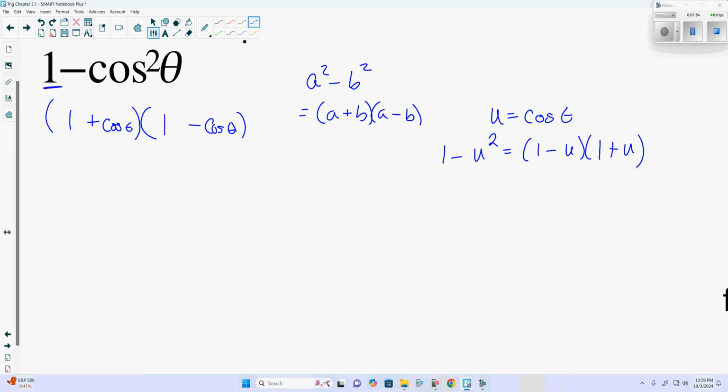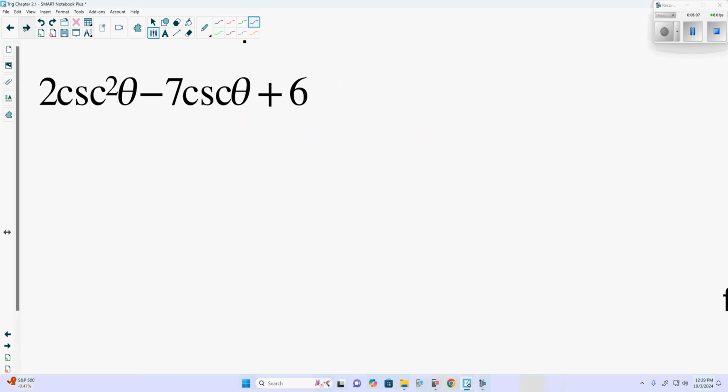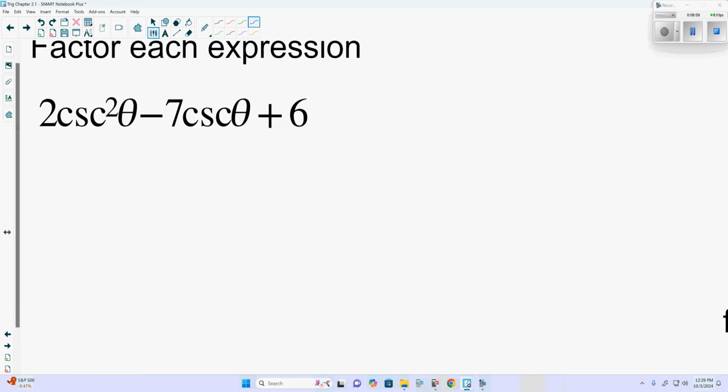Questions on this here? How do we feel about this so far? Does it feel very similar to solving or factoring quadratics? It is. It's just instead of having x, we have cosine or sine. And they work the exact same way.